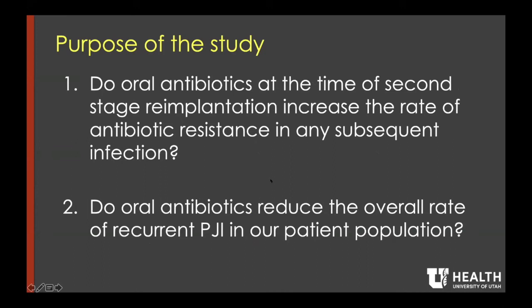So the two questions in particular that we wanted to address were, number one, do oral antibiotics at the time of stage 2 reimplantation increase the rate of antibiotic resistance in any subsequent infection? And then also, do oral antibiotics reduce the overall rate of recurrent PJI in our patient population? Our hypothesis was that providing oral antibiotics would increase bacterial resistance, but would decrease the overall rate of PJI.